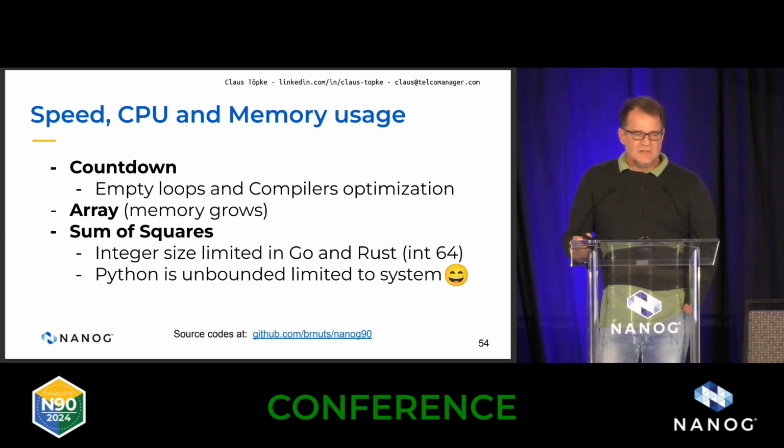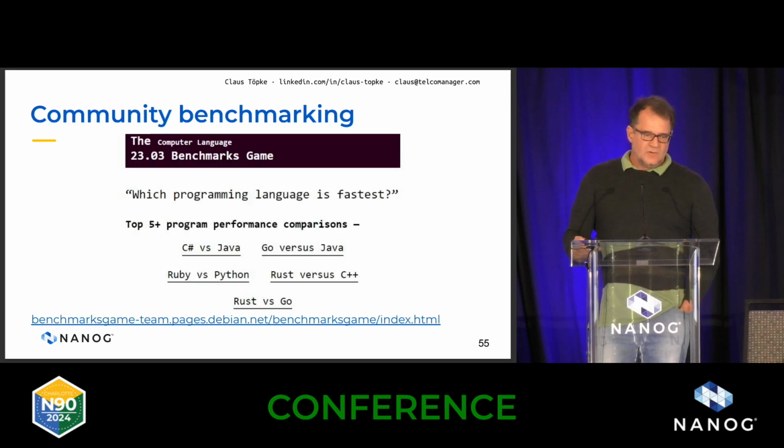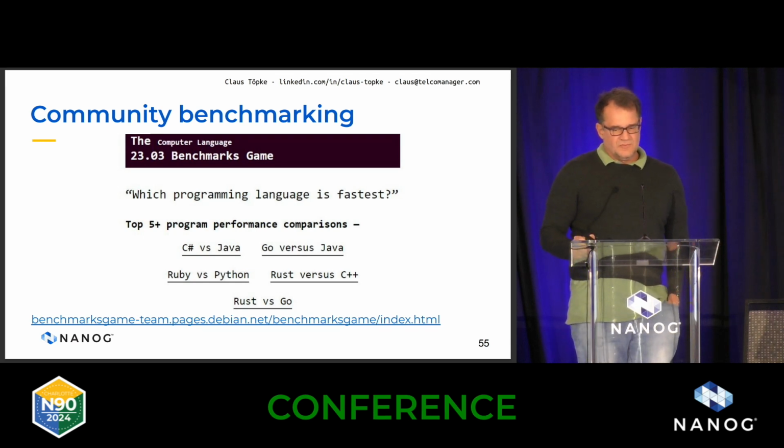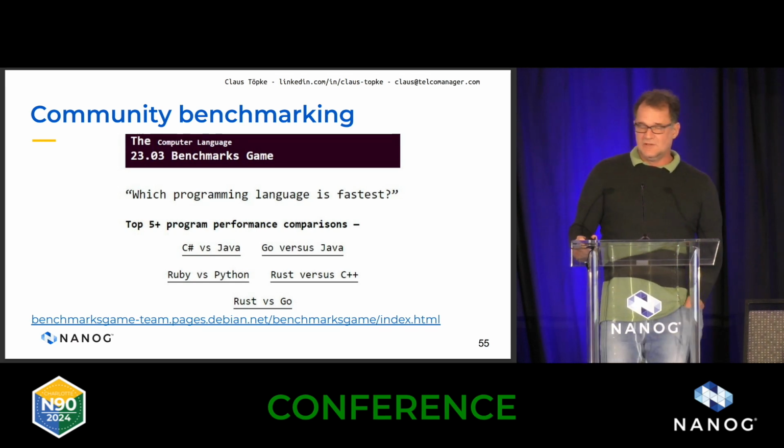I also did the countdown that I explained, the empty loops, which the compilers remove. I did an array, but it used lots of memory, and sometimes I think it's maybe not a good example. There are other examples, so you can find community benchmarks. This site, Benchmarks Game team, is really interesting, and it ranks lots of languages like C, C++, C Sharp, Zig, and etc.